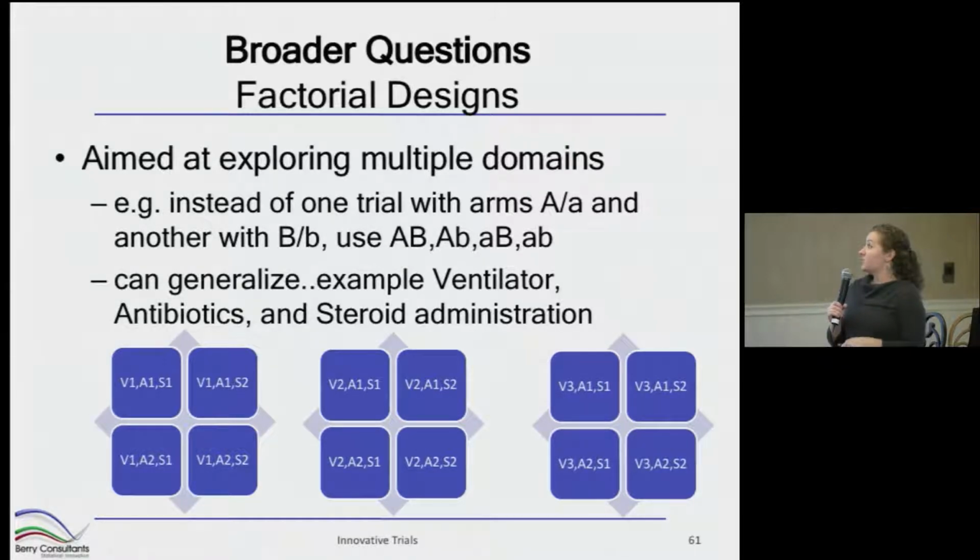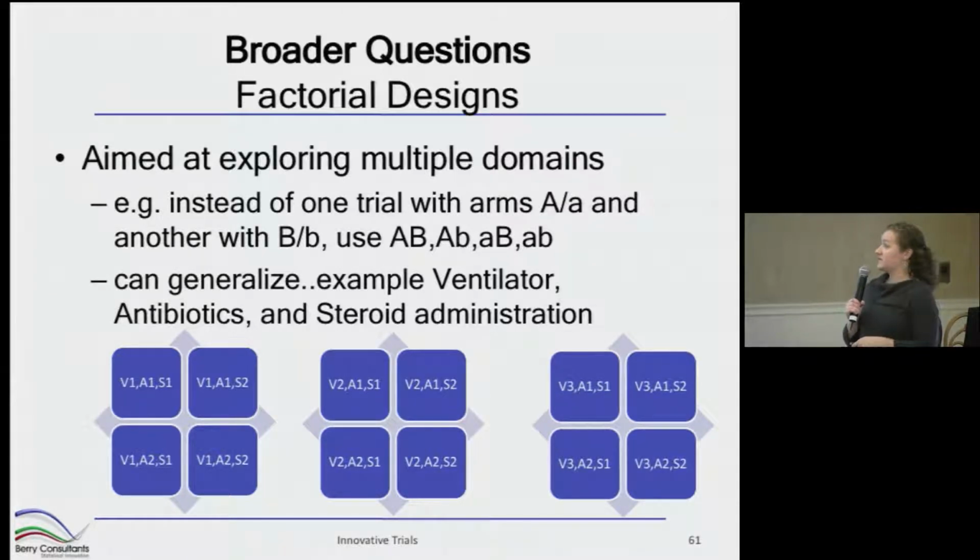So a trial that just looks at ventilator versus no ventilator, or a trial that just looks at antibiotics versus no antibiotics, would be a trial with a single narrow focus. What that doesn't allow us to do is look at any interactions between these things. So what we could do instead is look at a trial that looks at the combination of these things. You could do big A in combination with big B, big A in combination with little b, little a with big B, and little a with little b.